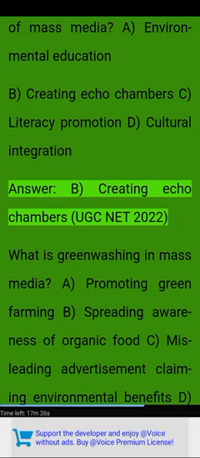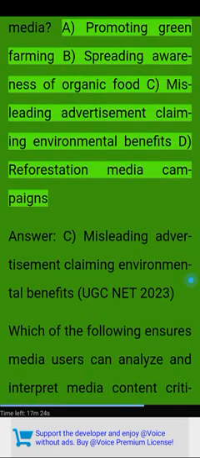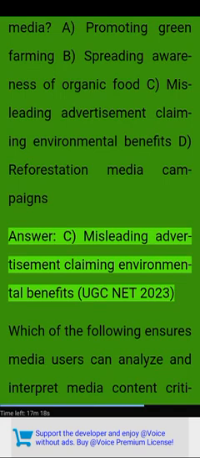UGC NET 2022. What is greenwashing in mass media? A. Promoting green farming. B. Spreading awareness of organic food. C. Misleading advertisement claiming environmental benefits. D. Reforestation media campaigns. Answer: C. Misleading advertisement claiming environmental benefits.